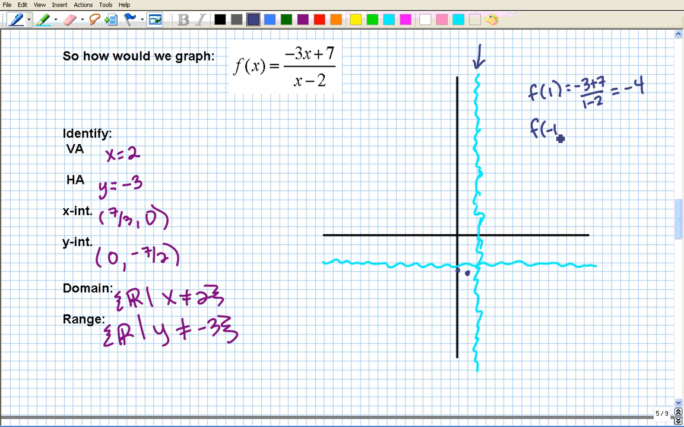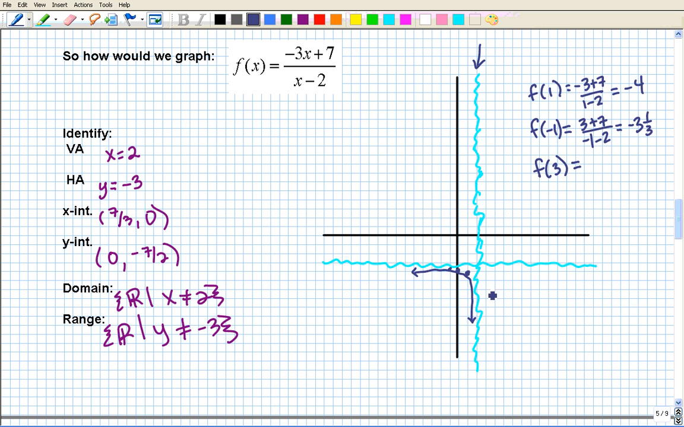So f of negative 1. Plug that in. Negative 3 times negative 1 is 3. Add 7 over negative 1 minus 2. So I'll have 10 over negative 3. So that'll be negative 3 1/3. So at negative 1 it's negative 1, 2, 3 1/3. So it's kind of in this area. So it's sketching our hyperbola. When doing it this way, you only need to do 3 points on each side. So 1, 2, let's pick f of 3.